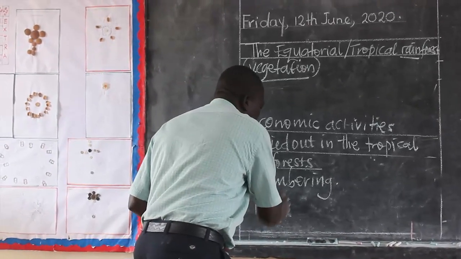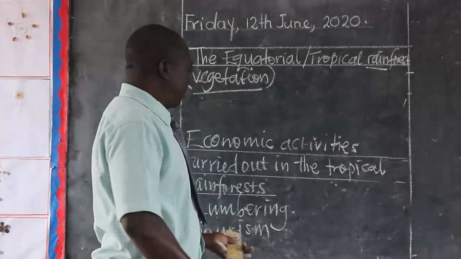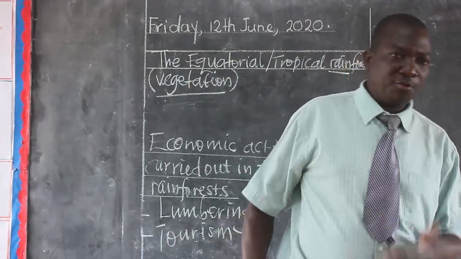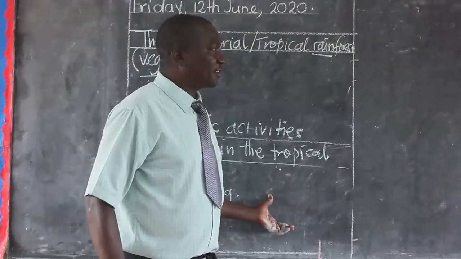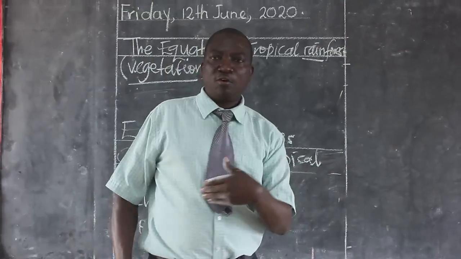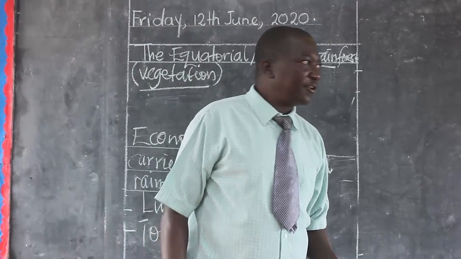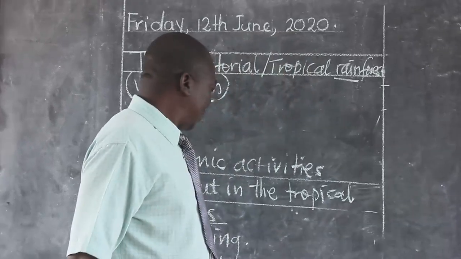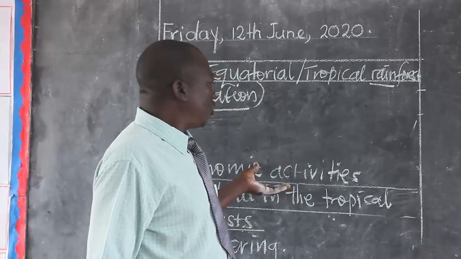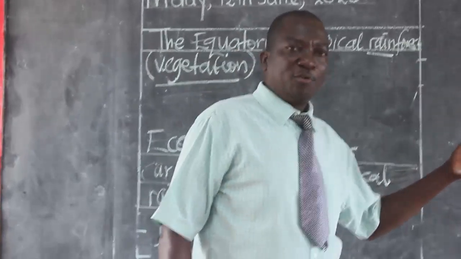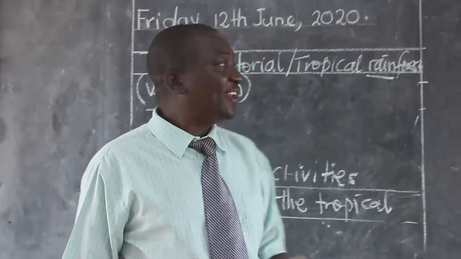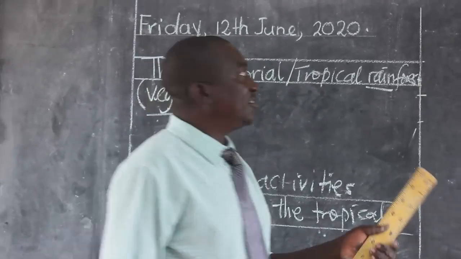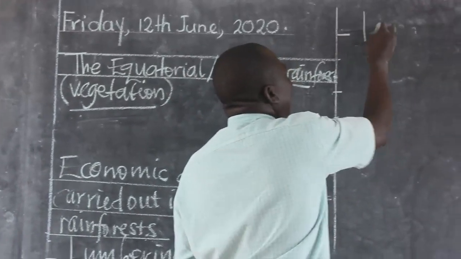Two, there is tourism. Most people who have toured around Uganda see the different examples of forests that we have. For instance, I can mention Mabira. Many of you know where Mabira is. You are touring, and as an economic activity, the government is gaining, and at the same time you are also gaining.